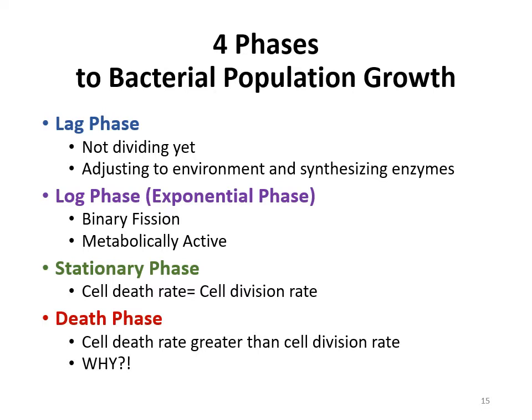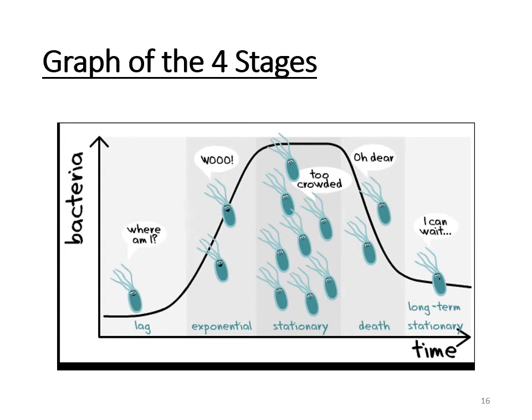Looking at our 4 stages, like I said, you have to know your 4 stages: lag, log, stationary, and death. Sometimes, as you can see in this figure, we call the log phase exponential, and sometimes they'll throw in a long-term stationary phase at the very end, but you don't have to know that. You have to know lag, log, stationary, and death. So what happens at the lag phase? You'll notice at that phase you don't have many bacteria yet.